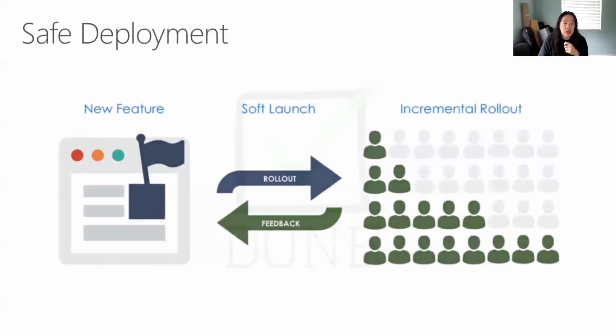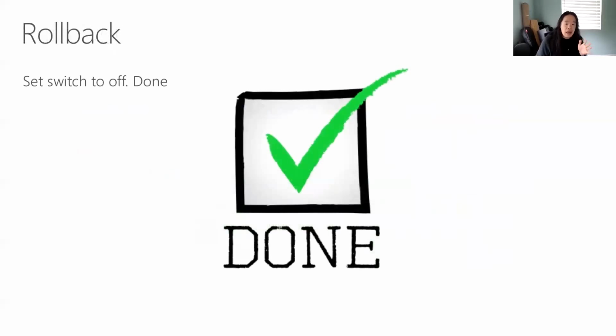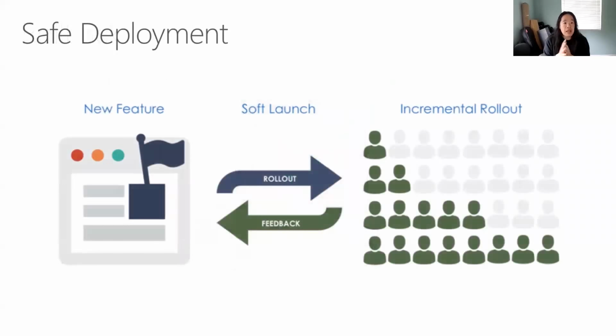All right, so another benefit of using feature flags that makes deploying so much faster is that you're able to use feature flags to do what is called safe deployment.